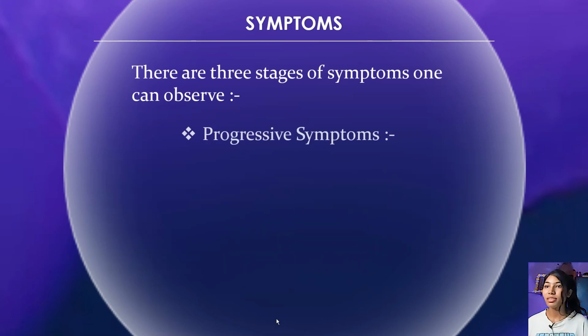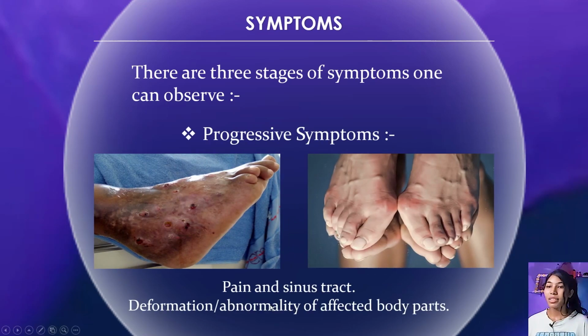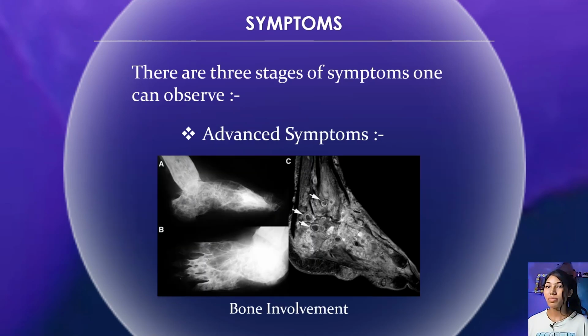Then next is progressive symptoms. As the disease progresses, pain and sinus tracts occur that drain pus. This can lead to deformed body parts, especially in the feet, as you can see in the pictures. In advanced symptoms, the infection can even spread to the bones and cause pain.